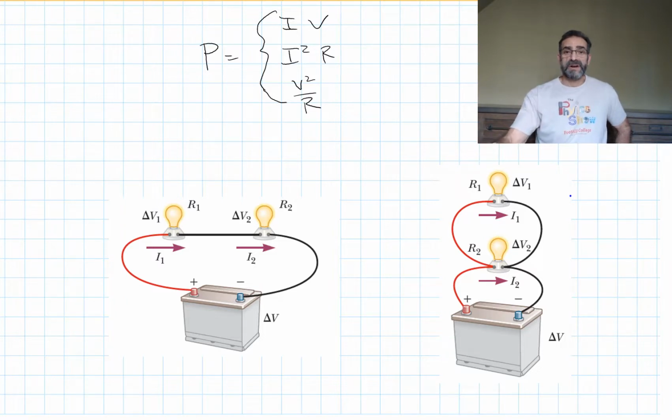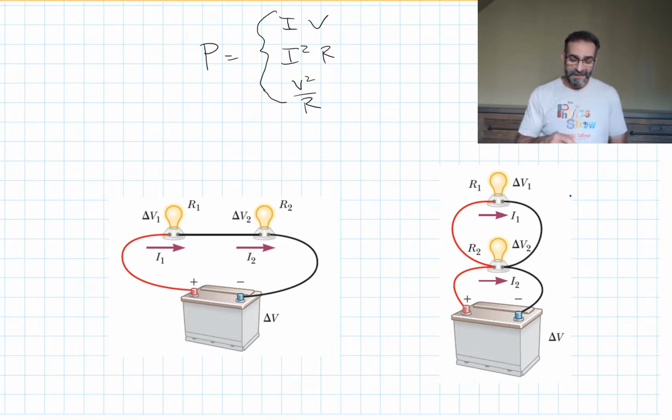Because our household current is set to operate at 120 volts, most light bulbs are rated at that voltage. If you hook up a light bulb to 120 volts, it will consume a certain amount of power. A 60-watt light bulb will consume 60 watts of power. Tricky things happen when we hook them up in other configurations when they're not getting 120 volts. So let's take a look at that.